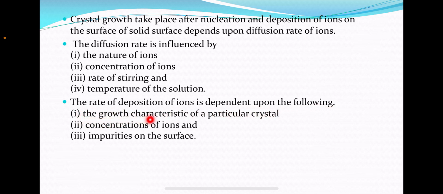Next, the rate of deposition of ions is dependent upon the following: the growth characteristic of a particular cluster, the concentration of the ions, and impurities on the surface. So these are the 3 different things upon which the rate of deposition of the ions depends.